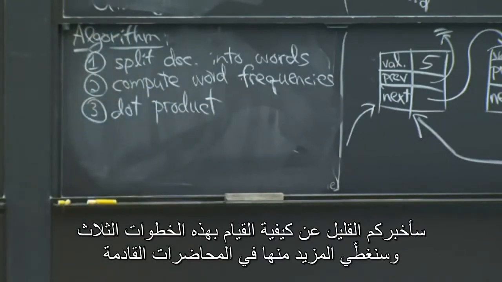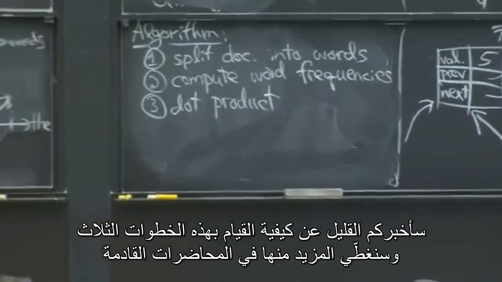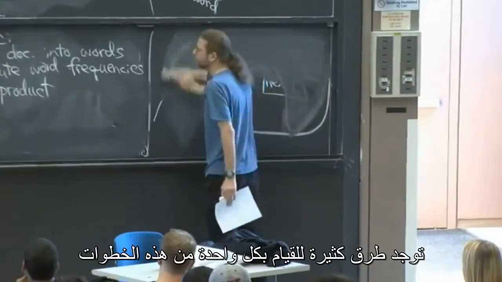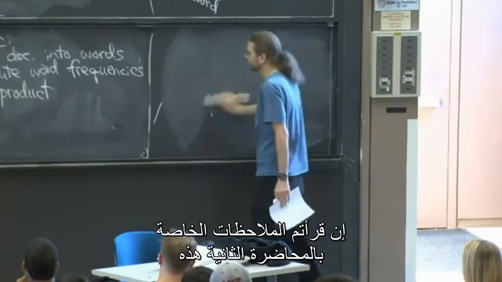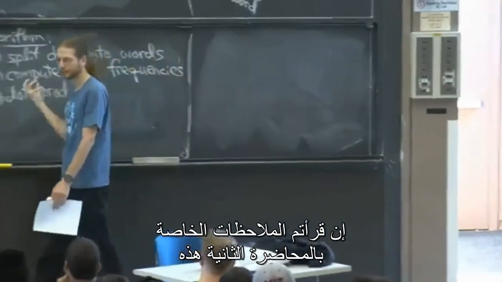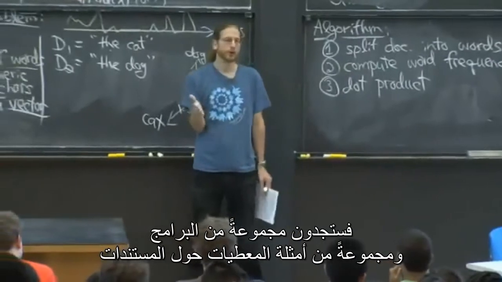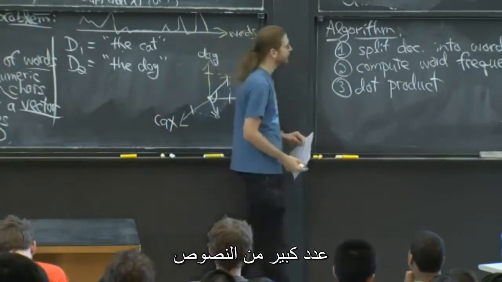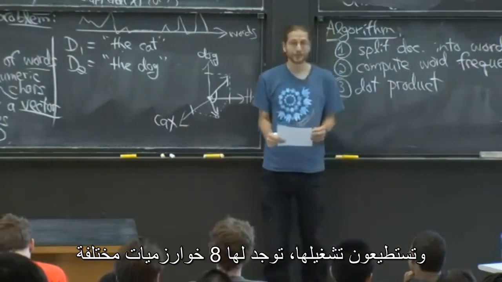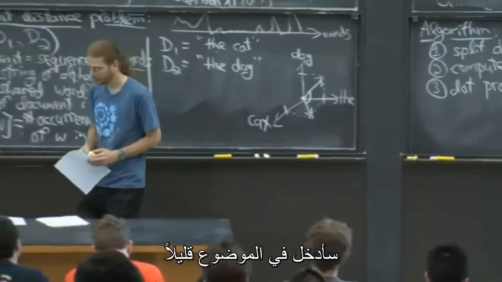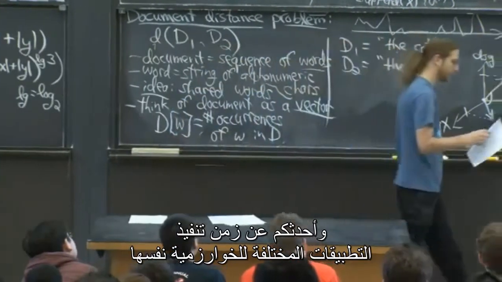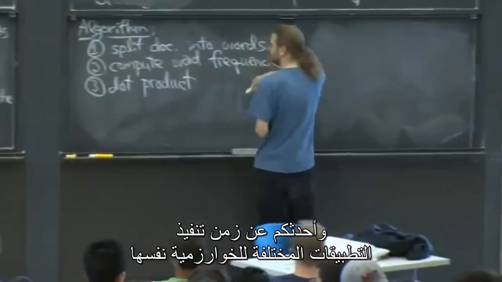Let me tell you a little bit about how each of those is done. Some of these will be covered more in future lectures. I want to give you an overview. There are a lot of ways to do each of these steps. If you look next to the lecture notes for this lecture 2, there's a bunch of code and a bunch of data examples of documents, big corpuses of text. And you can run, I think there are eight different algorithms for it. Why don't I cut to the chase a little bit and tell you about the runtimes of these different implementations of this same algorithm.